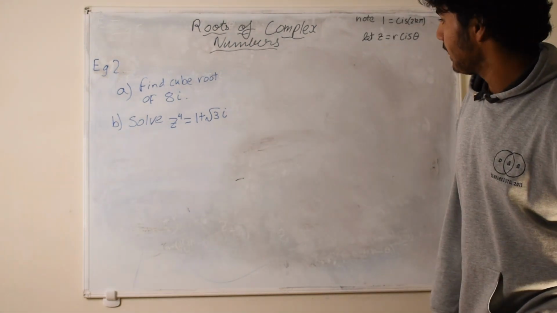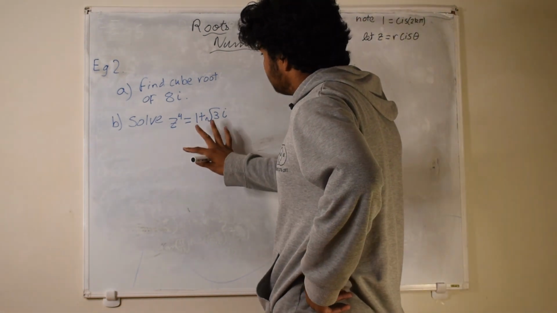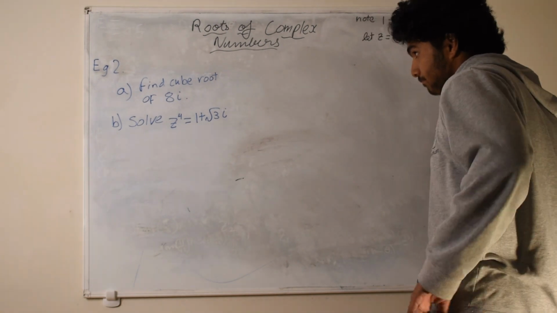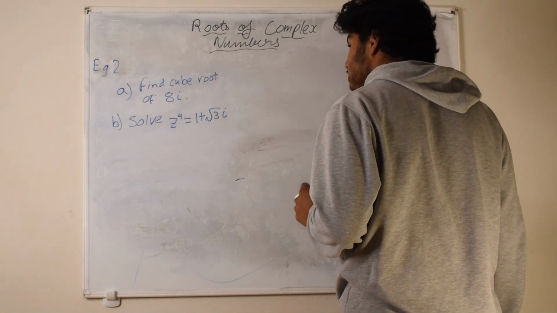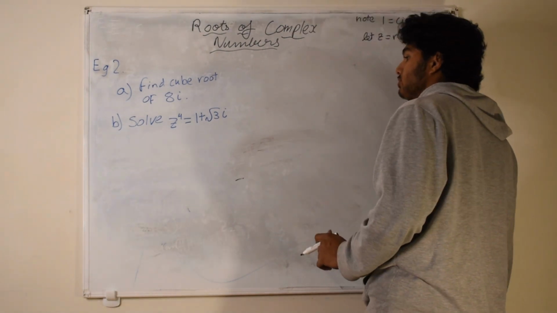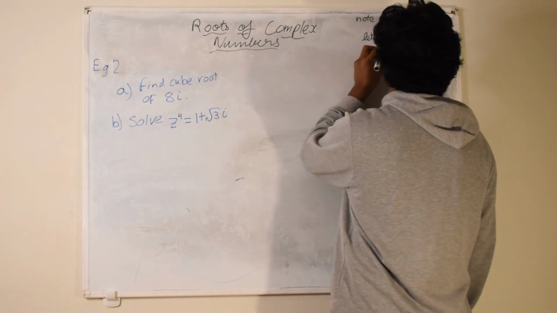So we've got z to the power of 4 equals 1 plus root 3 i. So let's start. We'll take a similar approach. Same thing. Let z equal r cis theta.